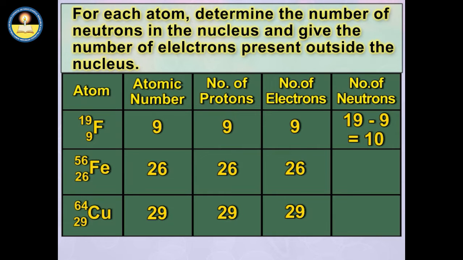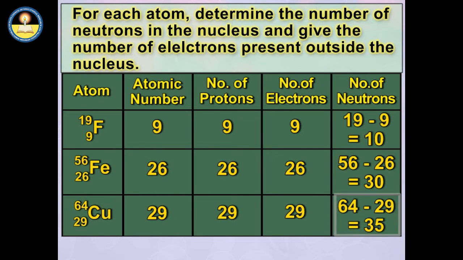Atomic number of iron is equal to 26. Number of neutrons is equal to 56 minus 26, that is 30. Number of electrons is equal to 26. Atomic number of copper is equal to 29. Number of neutrons is equal to 64 minus 29, that is equal to 35. Number of electrons is equal to 29.